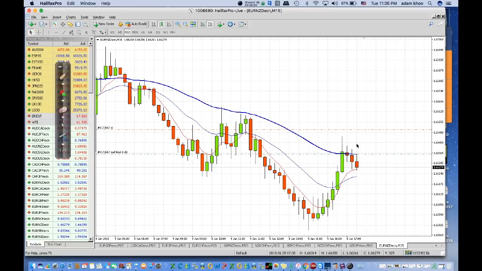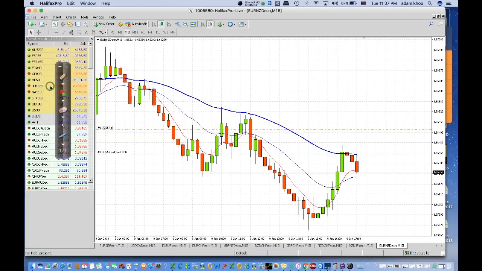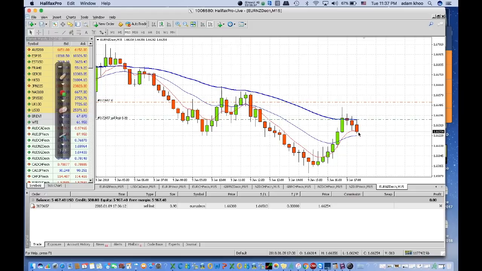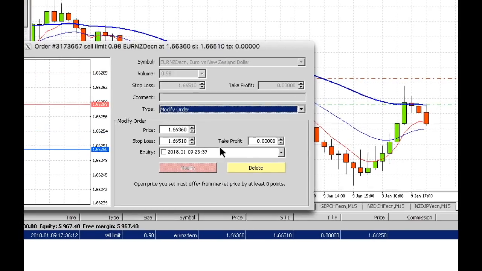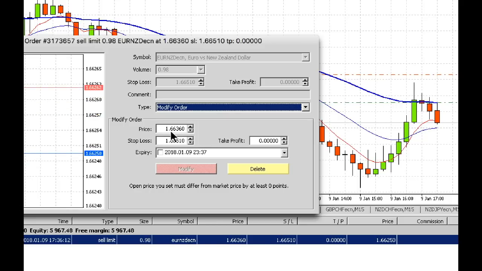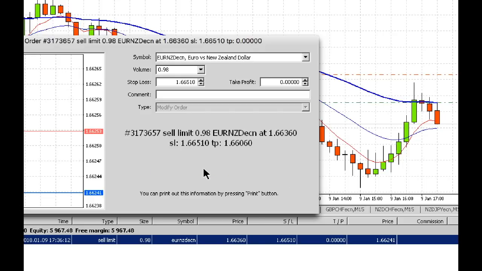So my stop loss is there, 15 pips away, and my profit target can be 30 pips below my entry price. Looks like it's coming down. I may not get filled. Let's hope I may get filled. Okay. So my profit target will be 30 pips below my entry price, which is 1.6606. There we go.